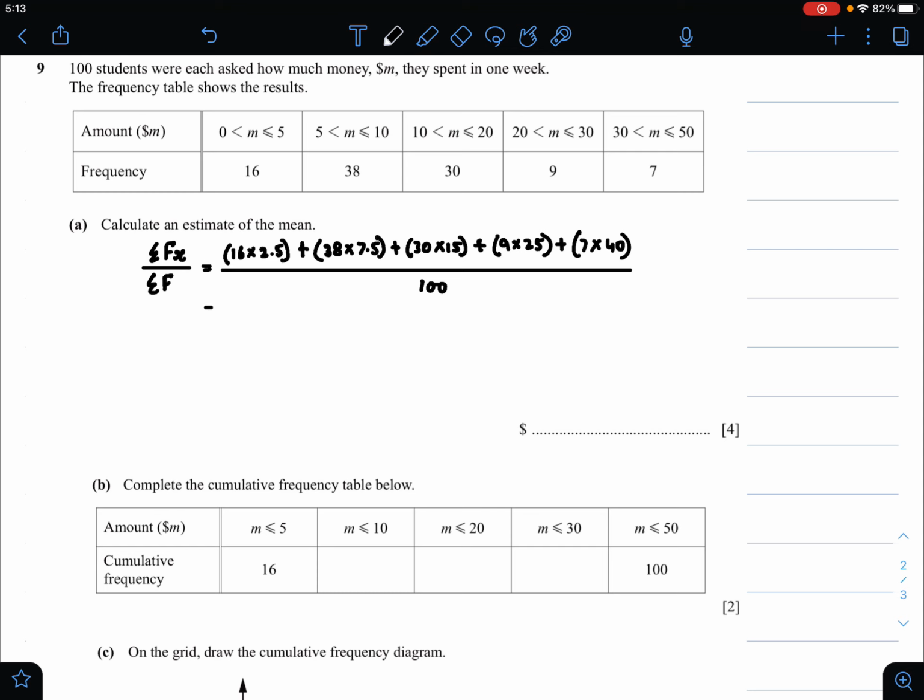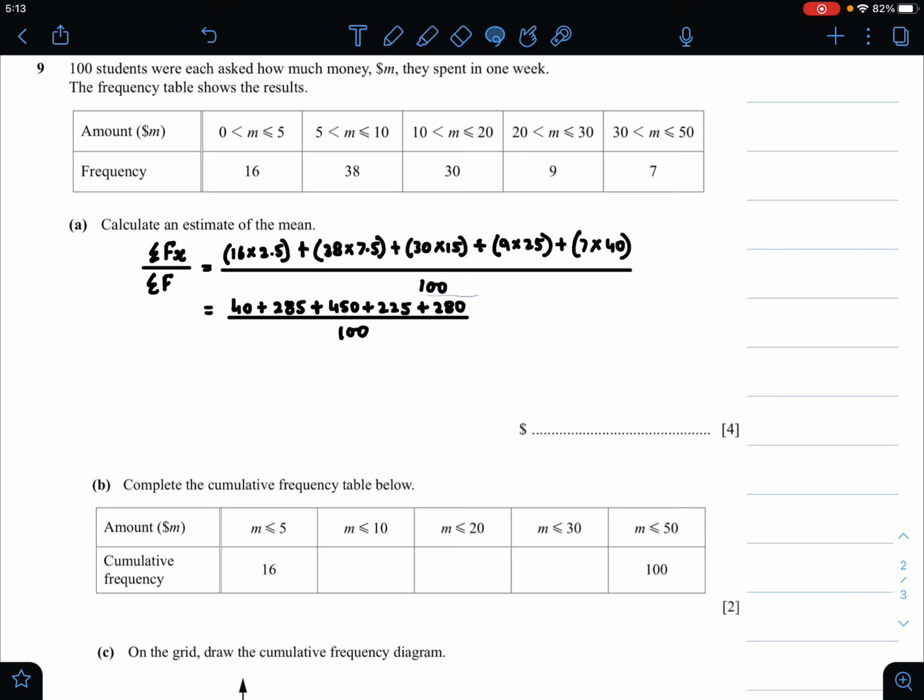Now all we need to do is take this, simplify the numerator. So 16 multiplied by 2.5 is 40, plus 38 multiplied by 7.5, which is 285, plus 30 multiplied by 15, which is 450, plus 9 multiplied by 25, which is 225, plus 7 multiplied by 40, which is 280. The whole thing divided by 100.